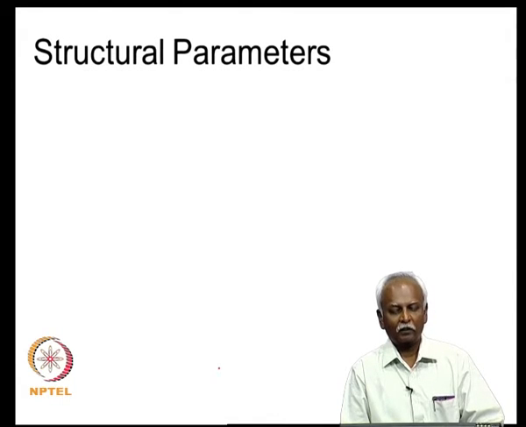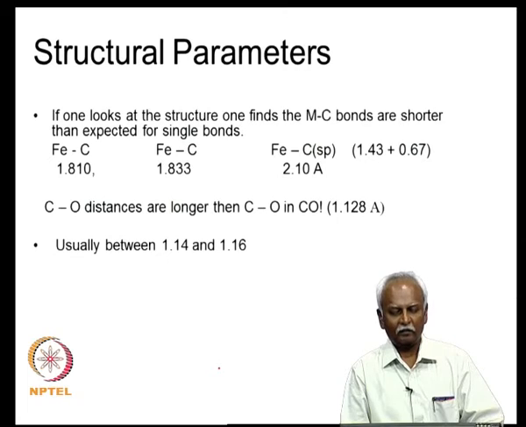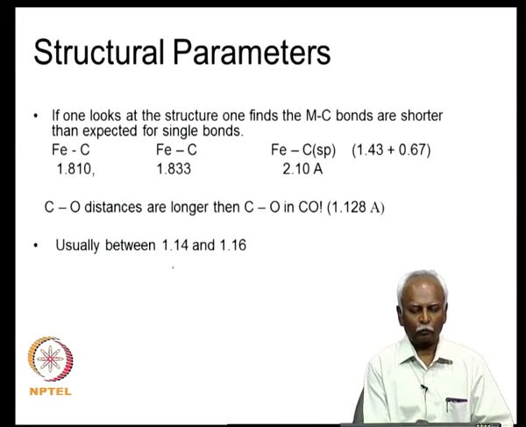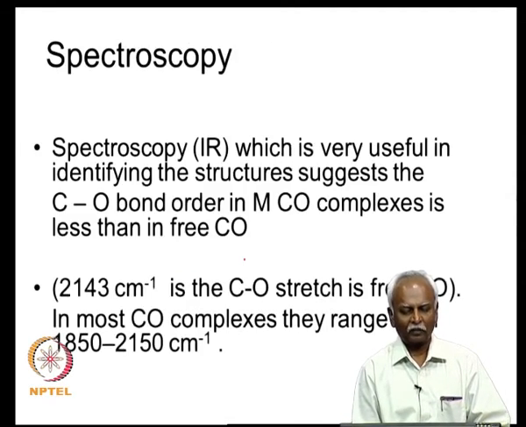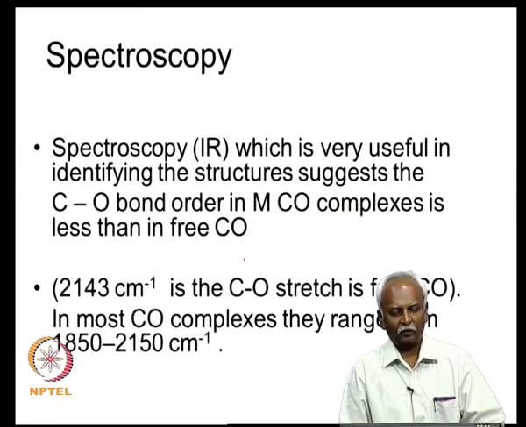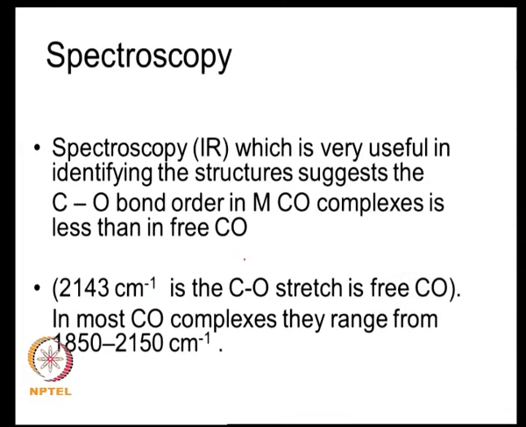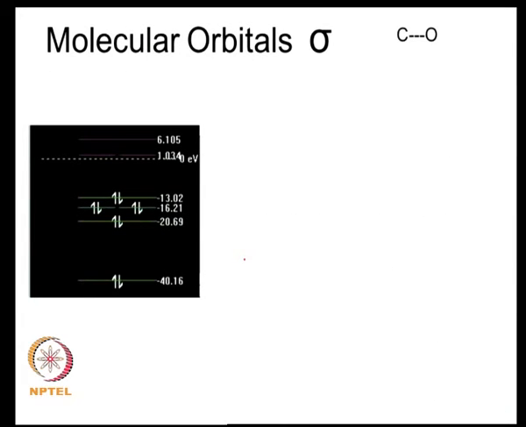Let us take a look again at the structural parameters. We have already mentioned this, that based on the iron-carbon bond distance, you expect a distance of 2.10, and what you get is a much shorter bond distance, and the carbon-oxygen distance is in fact elongated. It's usually between 1.14 and 1.16, and you have a spectroscopic feature which suggests that this frequency decreases. So, all these things have to be explained.